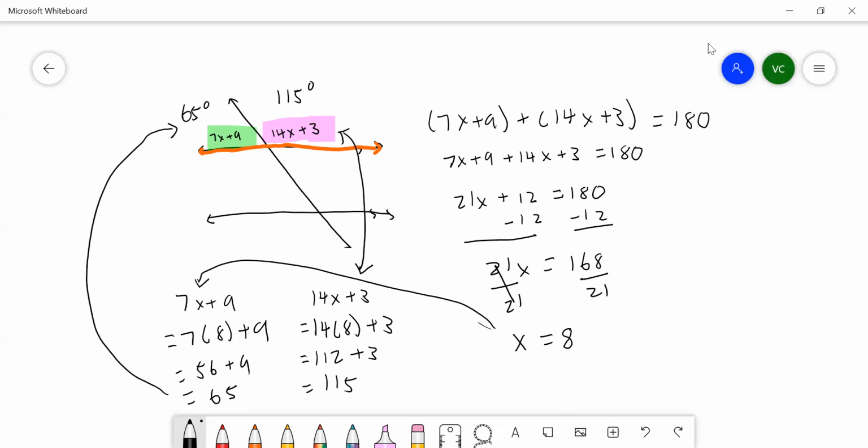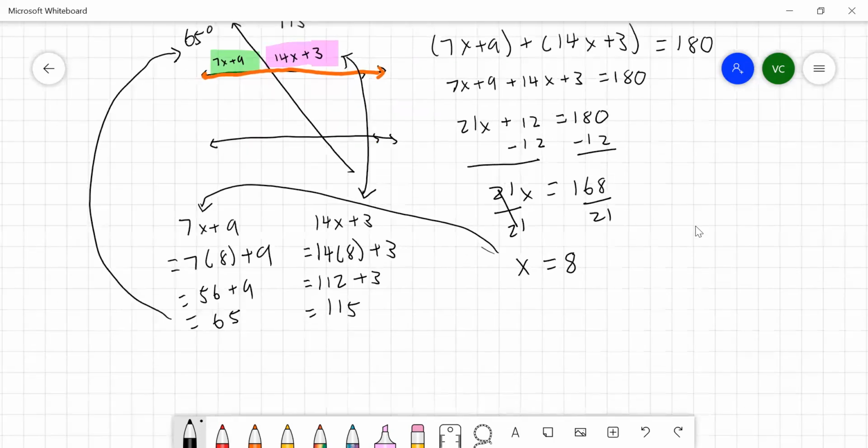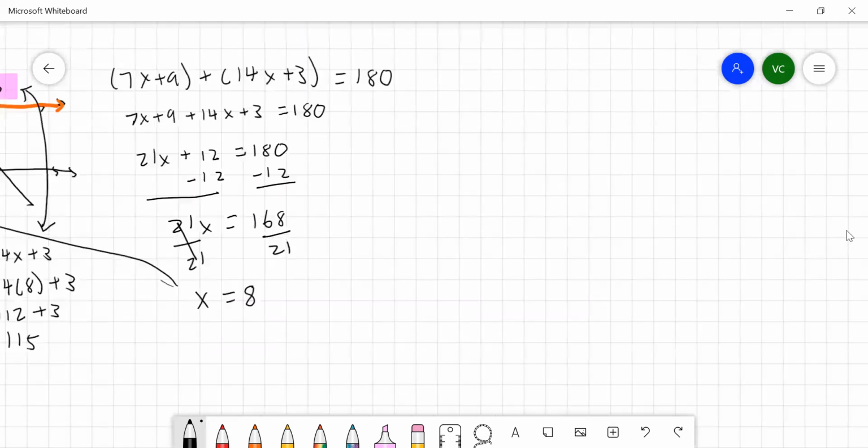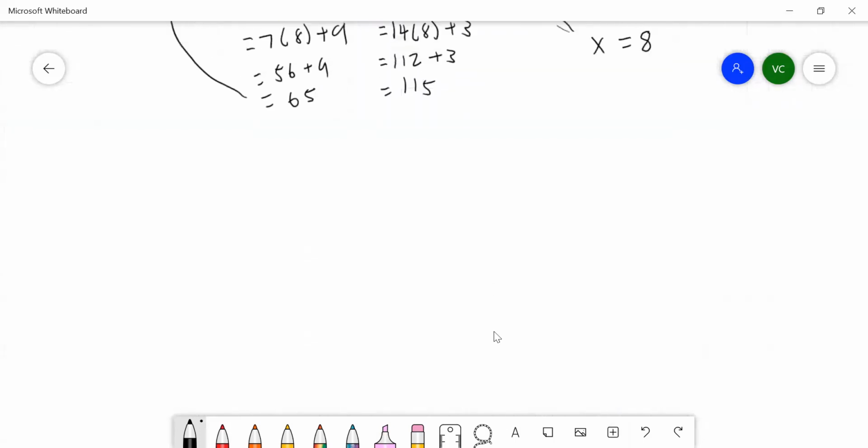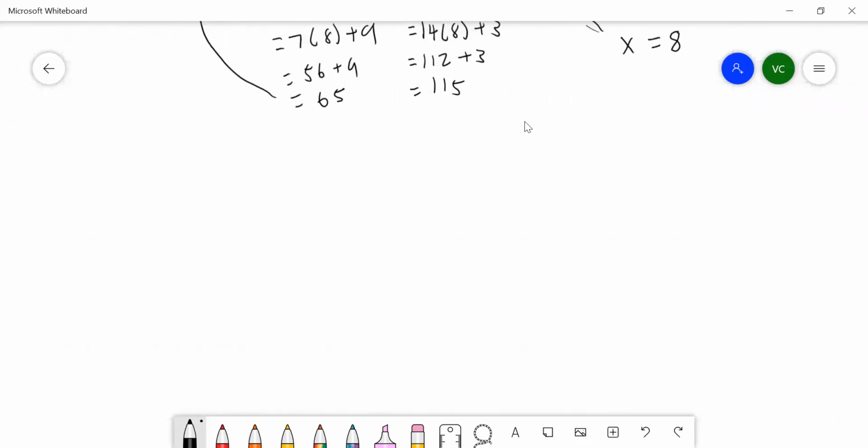Now, final step to check our answer. What's 115 plus 65? Well, that's 180. And they do make a straight line, so we're correct. Okay, let's go to another example. Let's see, do I have another example? Okay, I didn't write it yet, so let me write it right here.